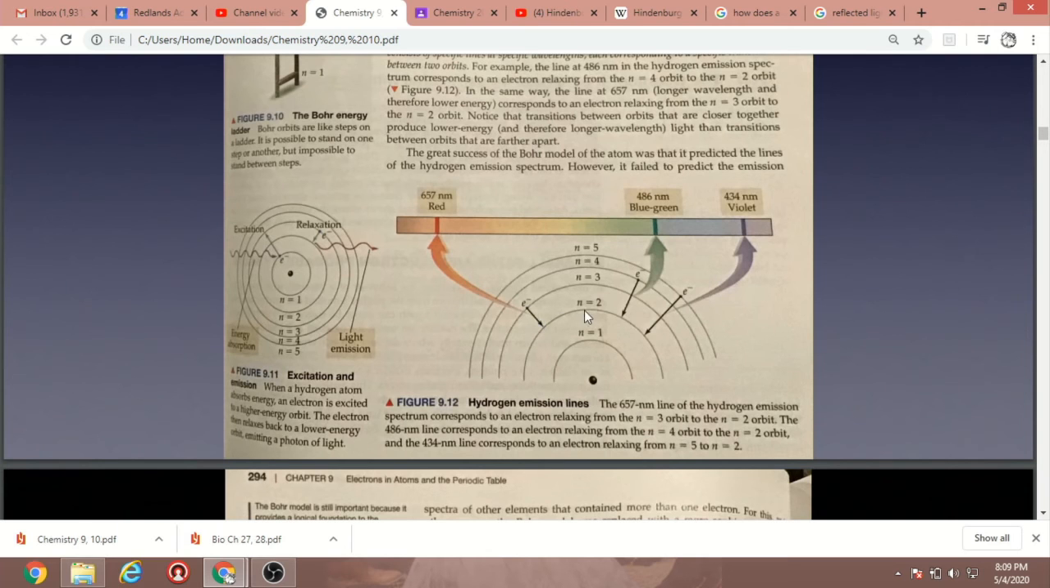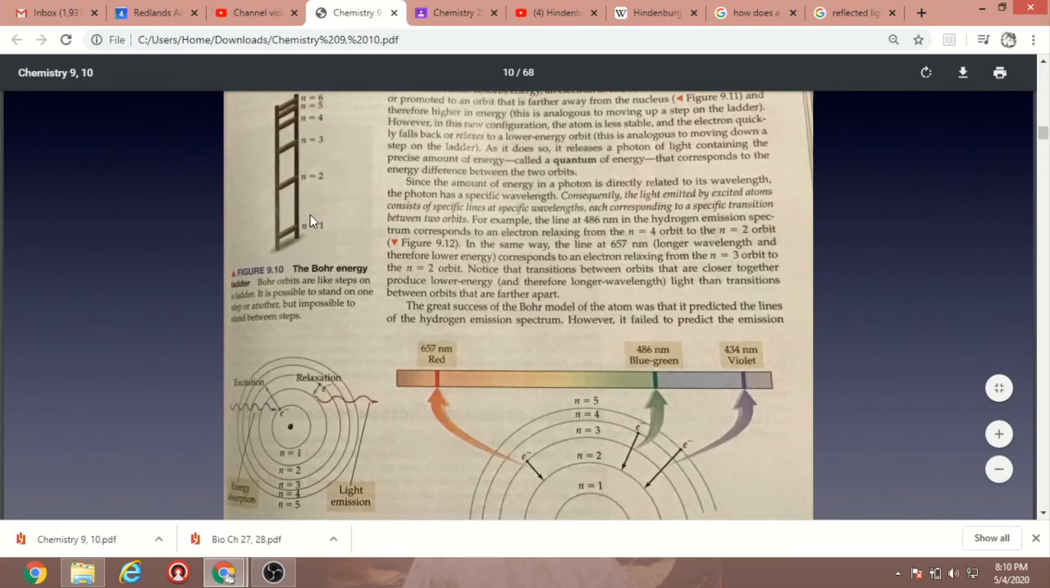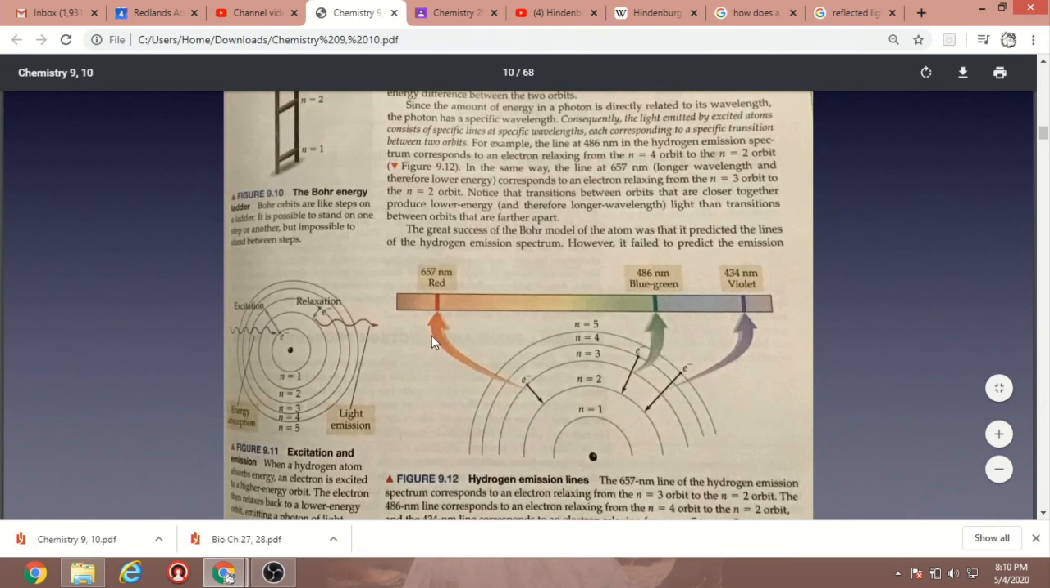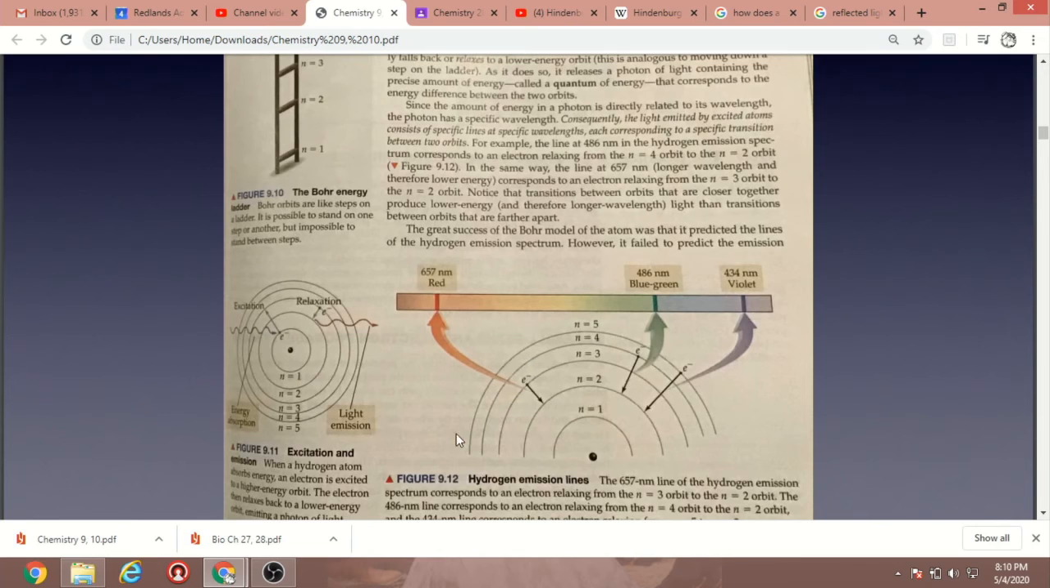So these energy levels are kind of like steps on a ladder. You can't step on a step in between step number 1 and step number 2, can you? It's impossible. It's the same way with electrons. They can only go from one orbit to the next. It's very quantized, like a number. It's very specific. It's a number that doesn't change.